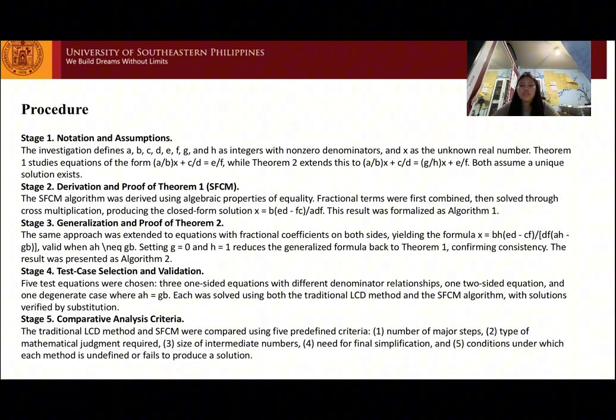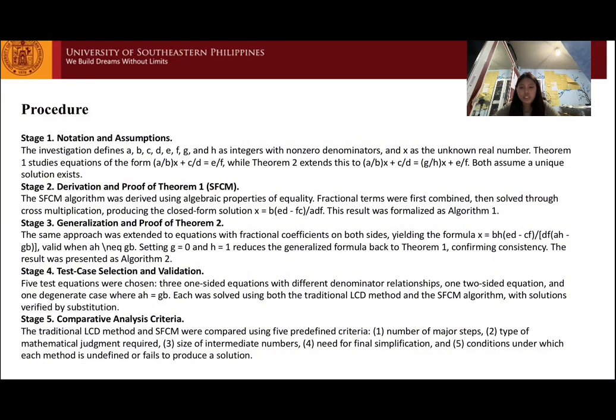Stage 2 involves deriving and proving theorem 1, which is the single fraction cross multiplication algorithm. Starting from the original equation, we combine the fractional terms into one fraction using the addition rule for unlike fractions. Instead of finding an LCD across all terms, we applied cross multiplication. Every step was justified using the properties of equality, resulting in a closed form solution called algorithm 1.